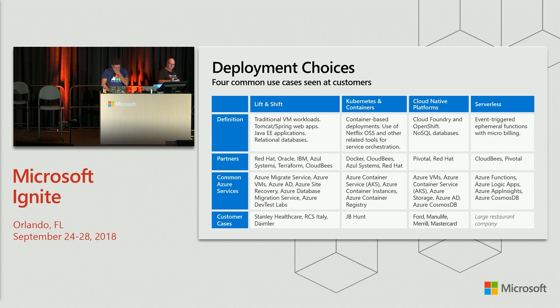We have a lot of partners we've worked with on this, so Docker, CloudBees, Pivotal, Red Hat, and we have some really common Azure services you can use. When you're doing lift and shift, for example, you use the migrate service. We have Azure VMs. We have Azure VM scale sets. For containers, once you move into that level, we have AKS. We have Azure Container Instances and Azure Container Registry. And I'm going to show a little bit about that in a bit.